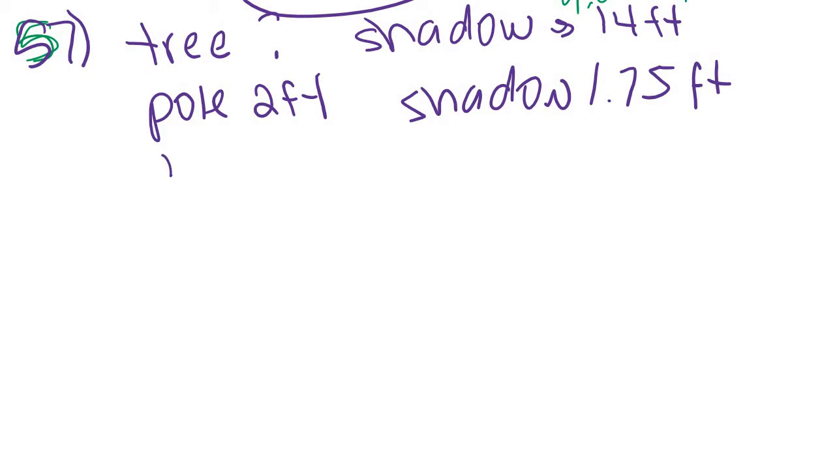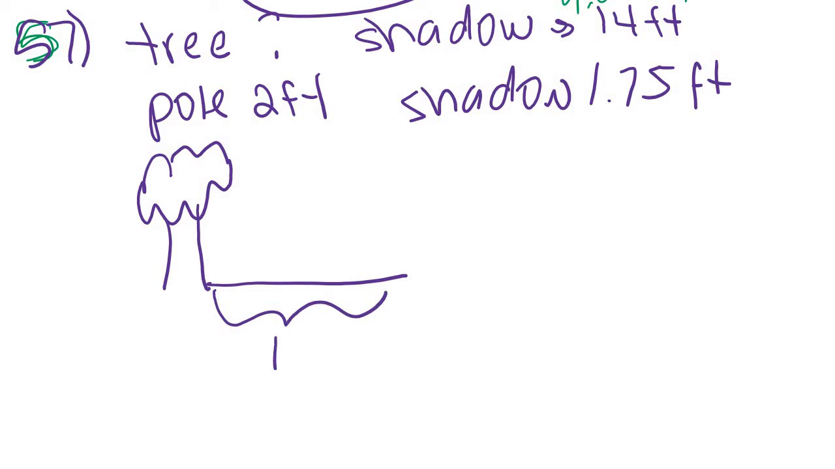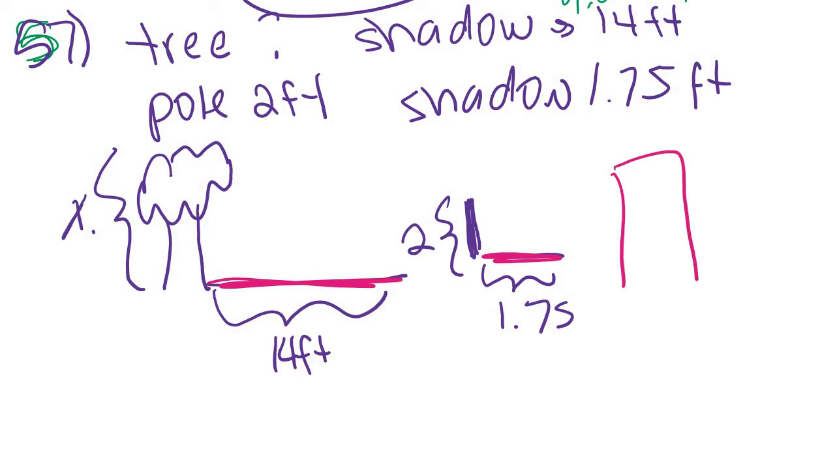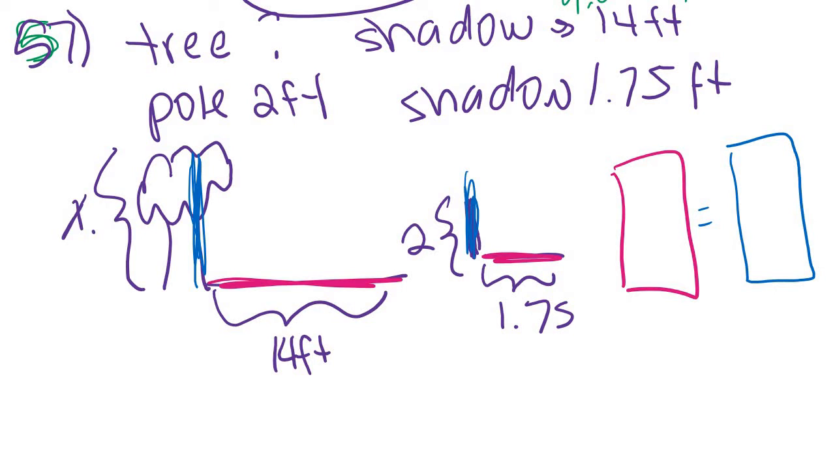So let's go ahead and draw this. So we have a beautiful tree here with its 14-foot shadow. How tall is the tree? I don't know. We'll just call it X. Then we have this little pole here with his little shadow. The shadow is 1.75 and the pole is 2 feet. All right, let's draw some corresponding sides. I'm going to put shadow with shadow in a pink box. And then I'm going to put the height of the actual object in a blue box.